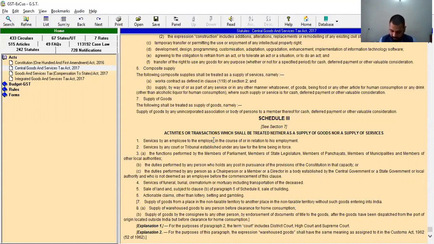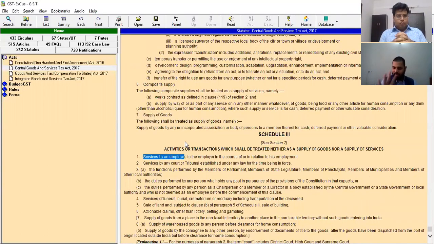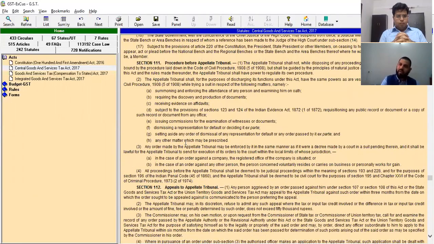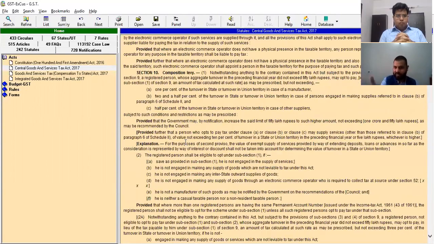So by default, there will not be any GST payable, because GST is only payable on the supply of services or goods. When something doesn't qualify as supply, the GST is not payable on that. So over here, when services are being provided by an employee to the employer in the course or in relation to his employment, it will all be outside the ambit of GST. Fair enough. Now one may ask, we have understood that GST is payable on supply of services or goods or both, but there are certain exceptions.